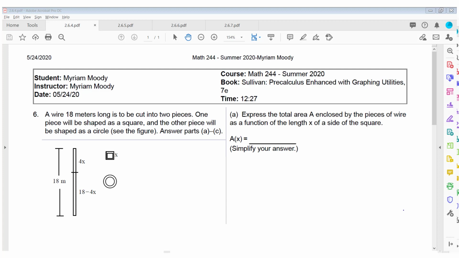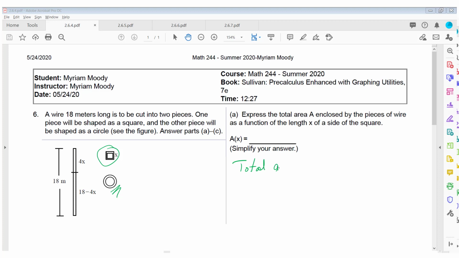Okay, let's go for another one. A wire that is 18 meters long is to be cut into 2 pieces. One piece will be shaped as a square. The other will be shaped as a circle. Now, let's look at part A. Part A would like us to express the total area enclosed by the pieces of wire. So, total area, right? Now, I know I didn't finish reading it. Hang in there. What I'm focusing on is we need the total area.